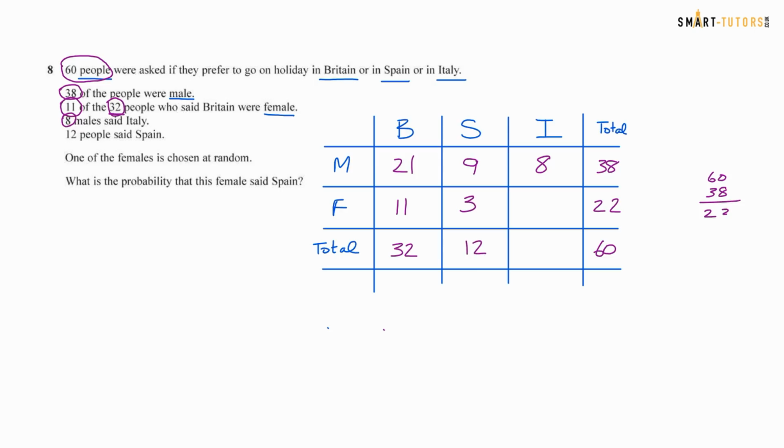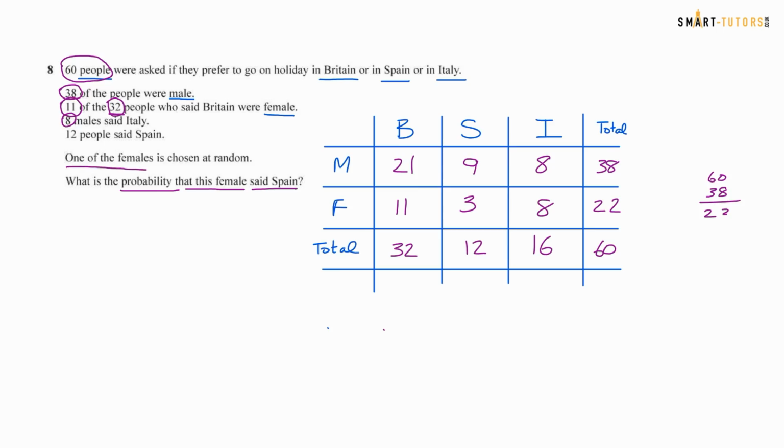So 8 males. 12 people said Spain. So the total is 12. So that means this is 3. Wow. So 11 plus 3 is 14, plus 8. Then 8 plus 8, 16. So the table is completed.